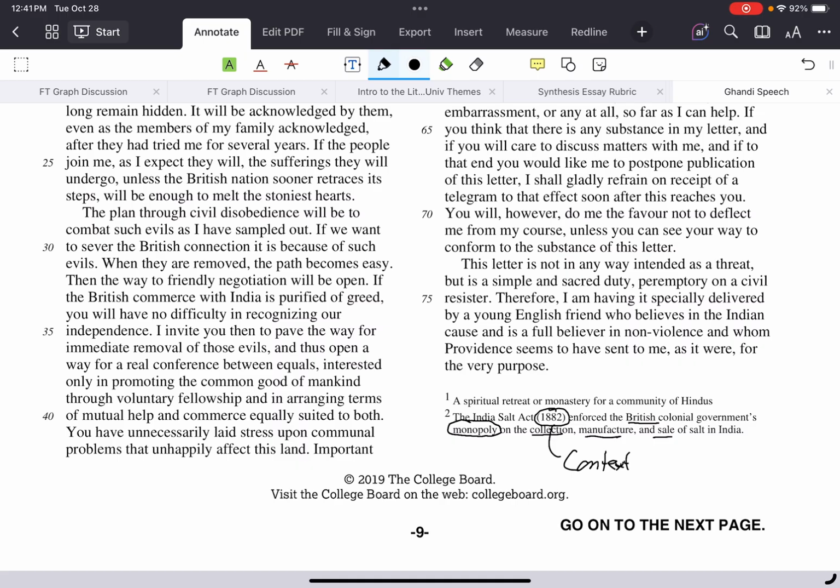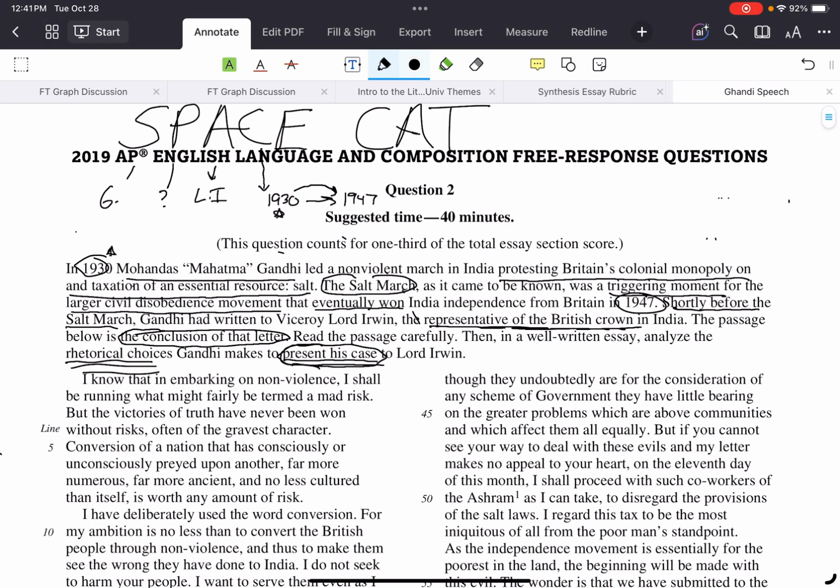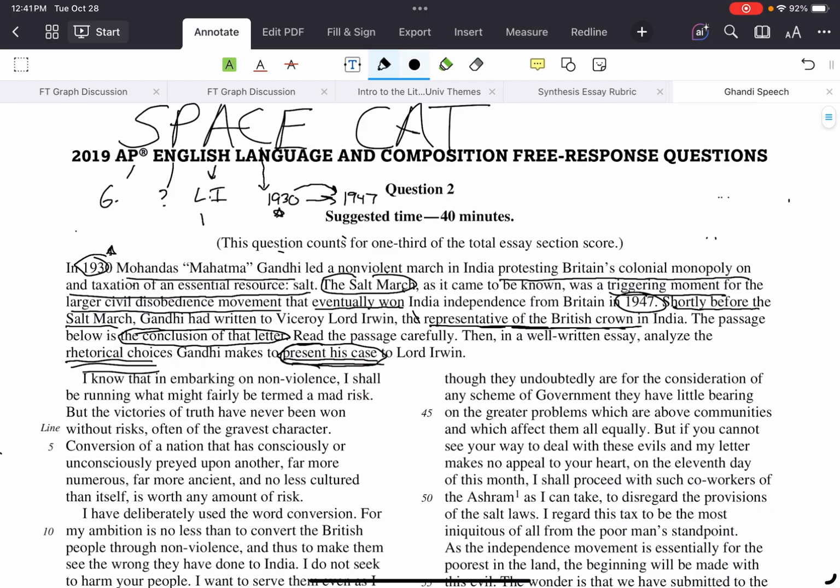Now, that Indian Salt Act was in 1882. So if we come back up here and go like this, it's 48 years since the passage of that act, where the Indians finally, under Gandhi, were like, we've had enough of this. And it didn't end up fully getting resolved until 1947. So I think that's kind of interesting.